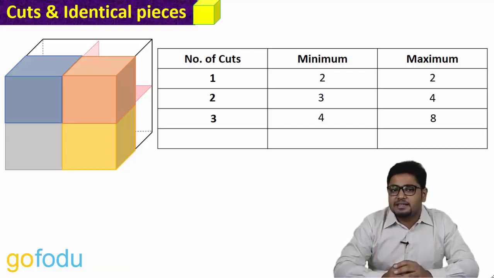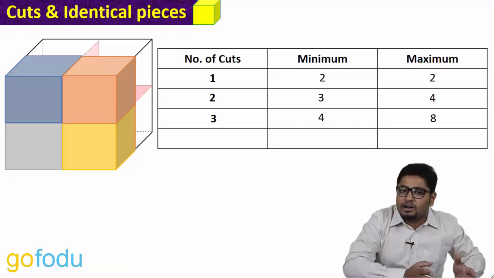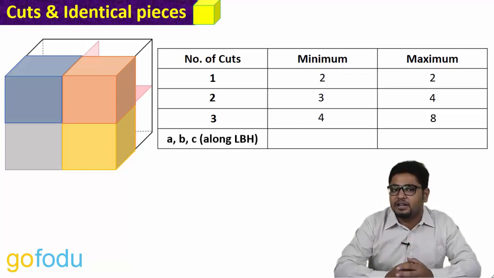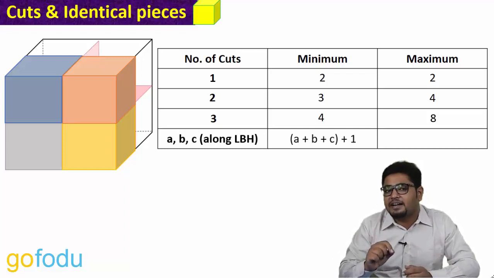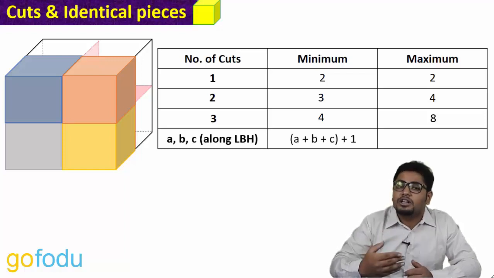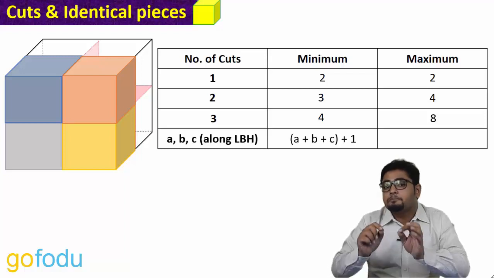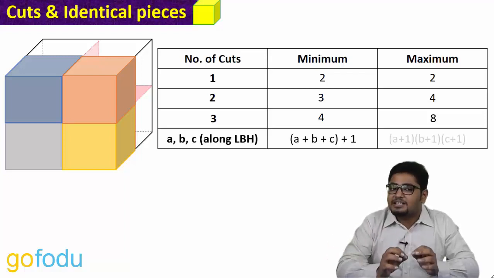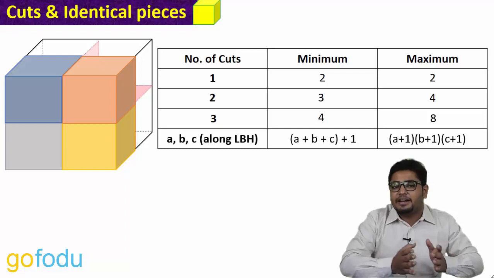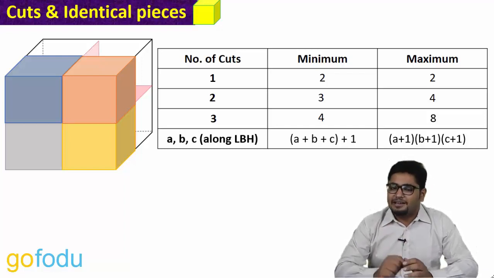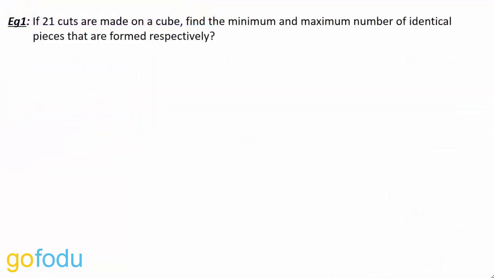To generalize this, if number of cuts along length, breadth and height are A, B, C respectively, then minimum number of identical pieces will be total number of cuts plus 1, that is A plus B plus C plus 1. Maximum will be (A plus 1) into (B plus 1) into (C plus 1). Let's look at some examples.